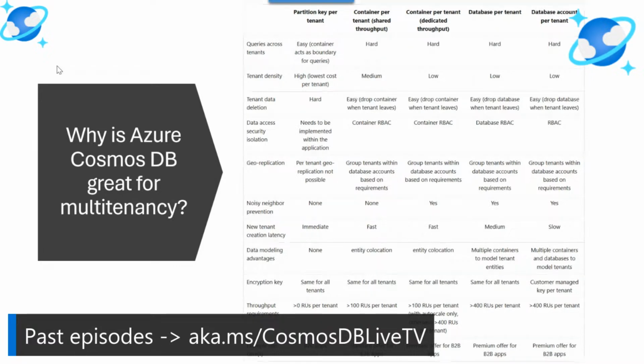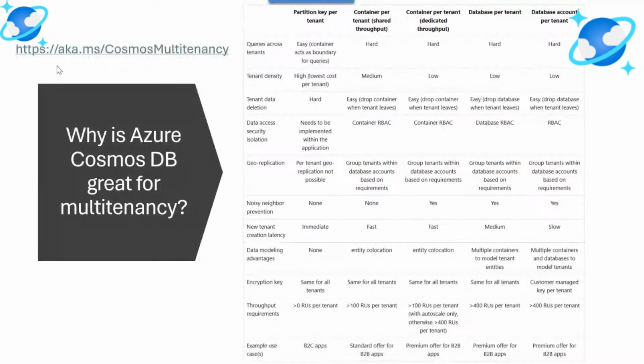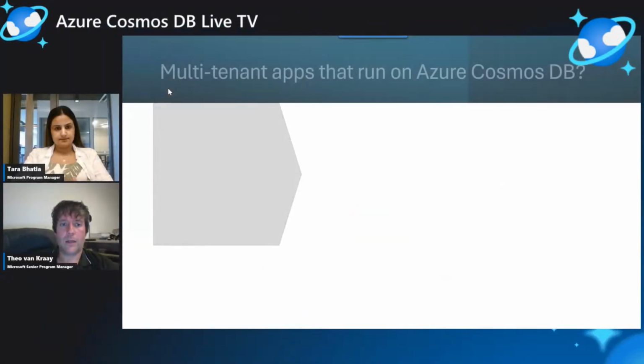This table is taken from a generic doc that we have on multi-tenancy in Cosmos DB. I definitely would recommend checking that out. By no means am I covering all of the concerns and things that you want to be thinking about if you're building a multi-tenant app, but there's certainly some information there that you can look at.